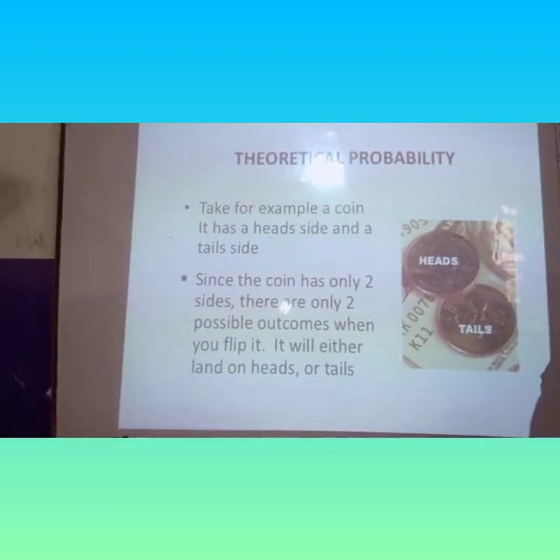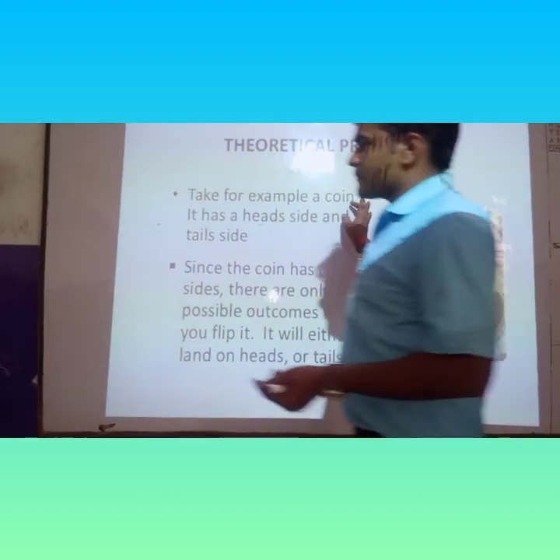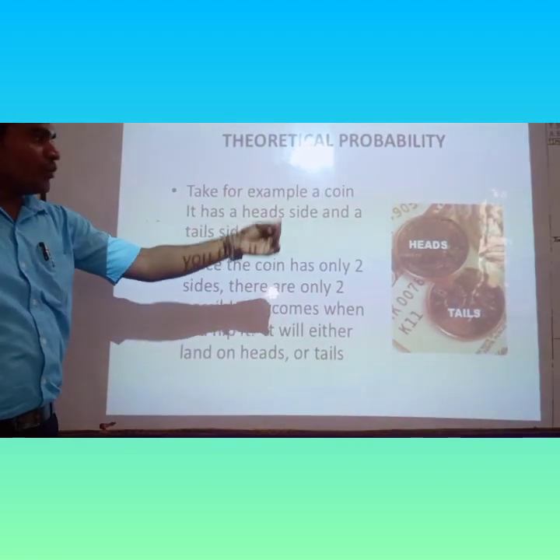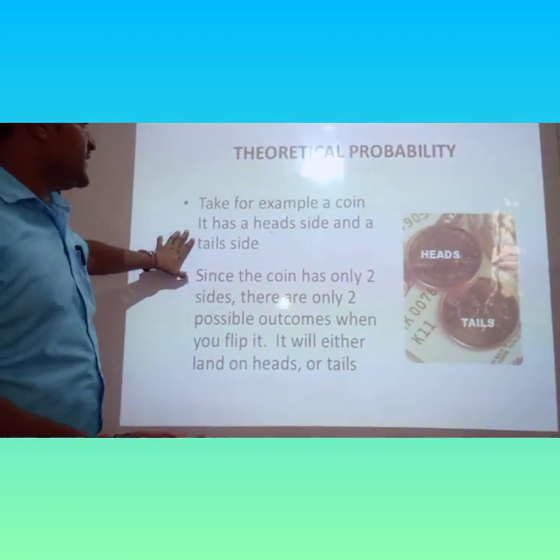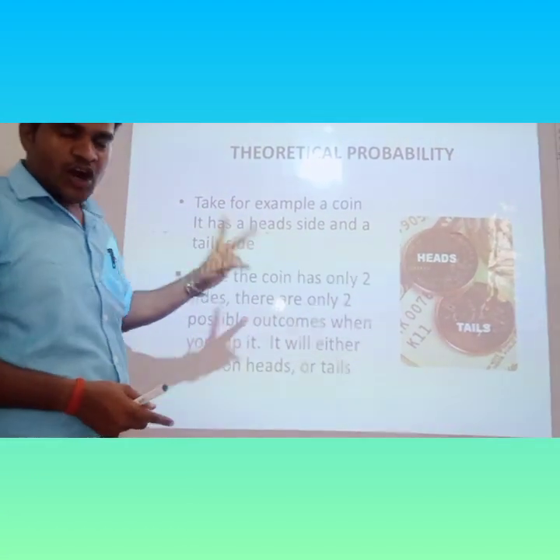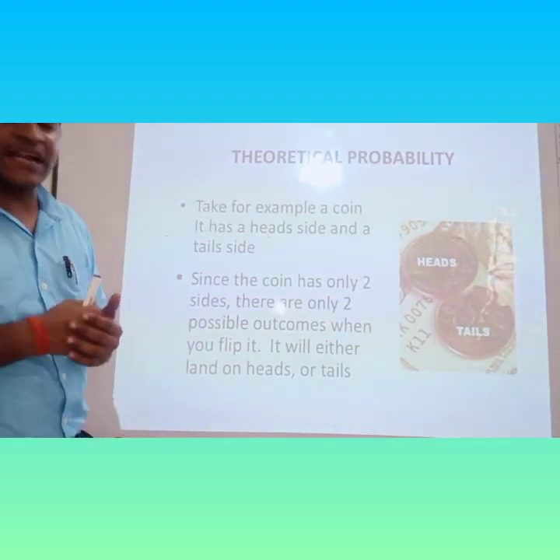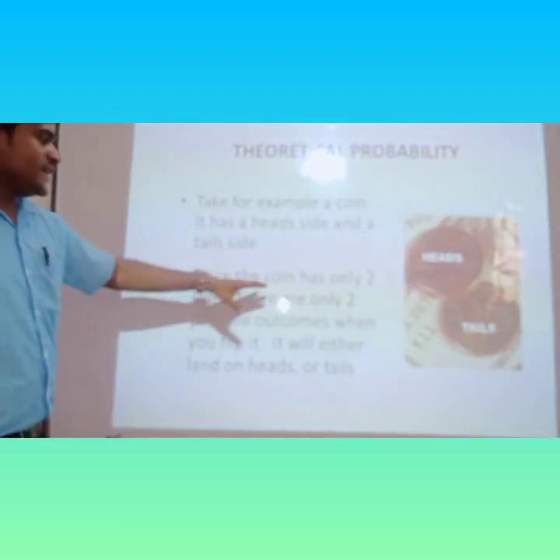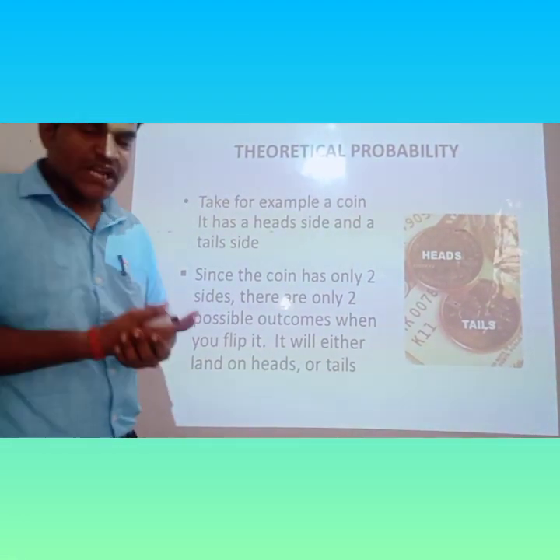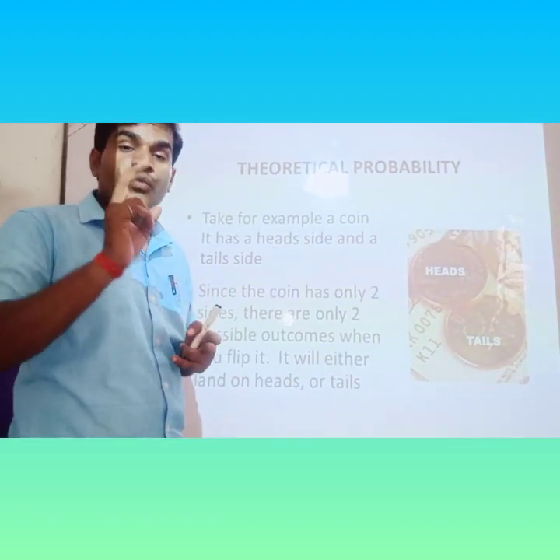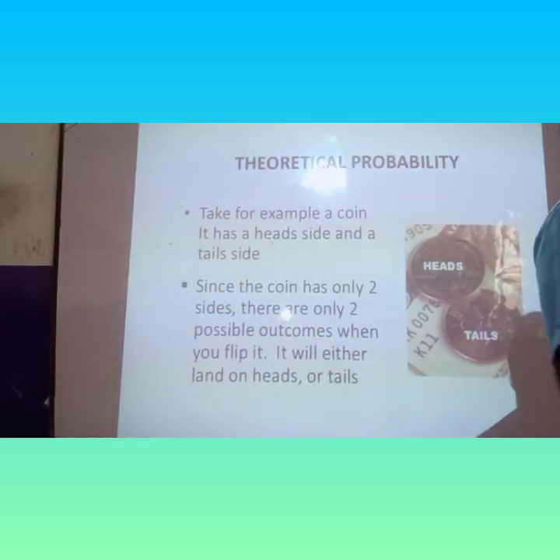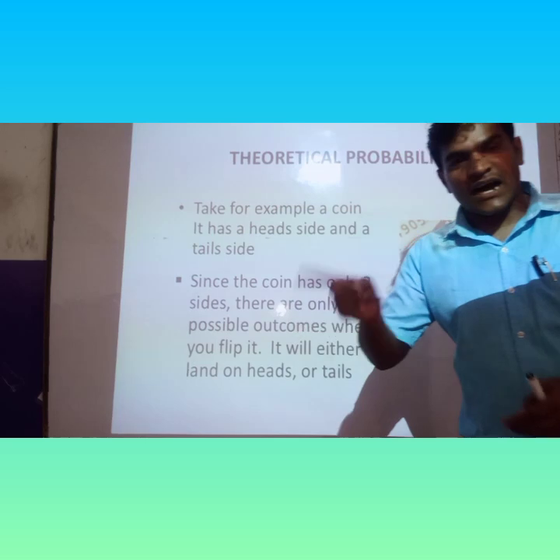Yes, students, theoretical probability, take for example a coin. When you take a coin, a coin has two sides, head side and tail side. How many sides on a coin? Two sides, head side and tail side. Since the coin has only two sides, there are only two possible outcomes. It will land either on heads or tails. Those are the two possible outcomes: either head or tail.